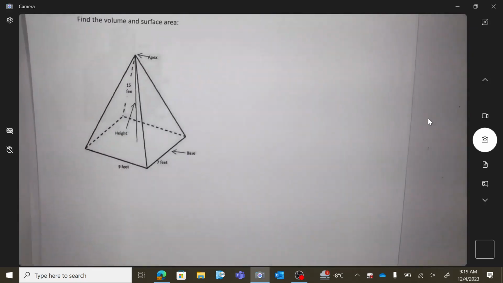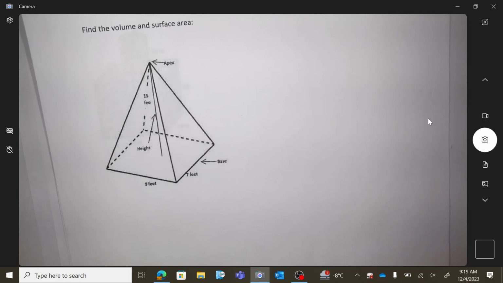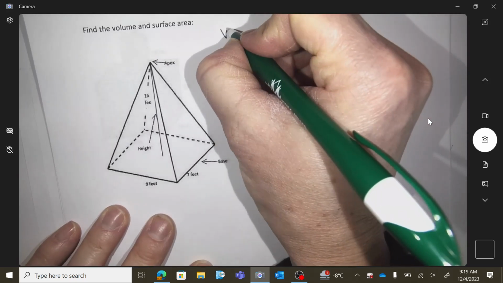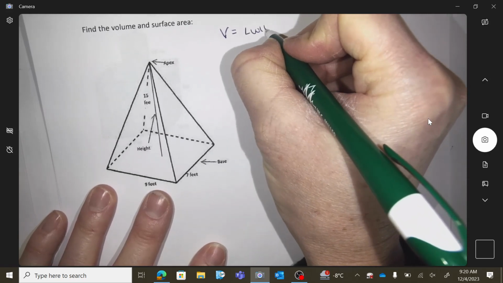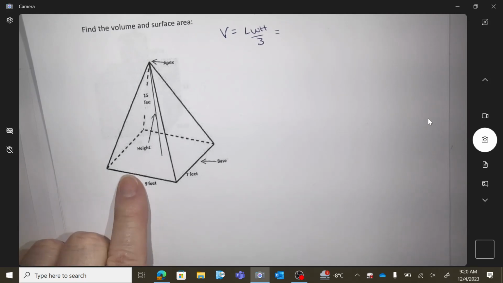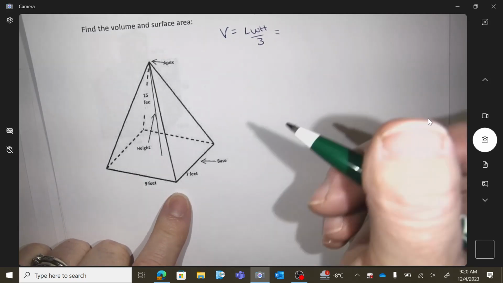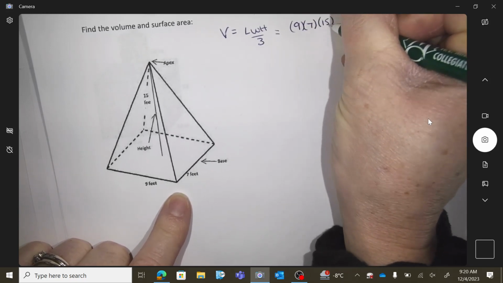Okay, the next question is the hardest test question. Once you have the rectangular pyramid, let's go volume first, because that's easy. Volume is length times width times height over 3. The bottom is a 9 by 7, and the height is 15.